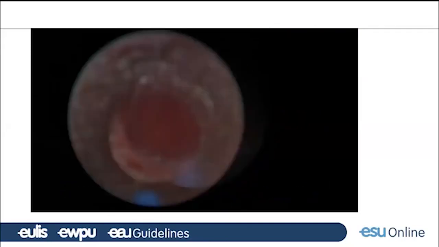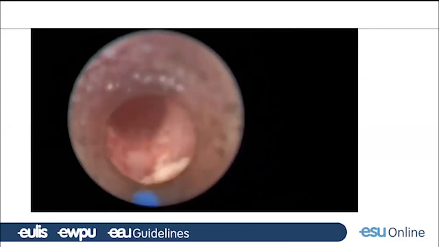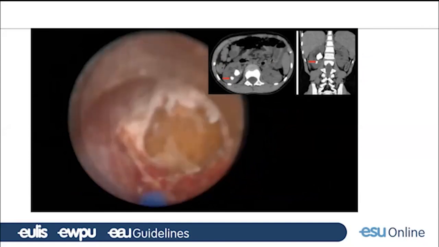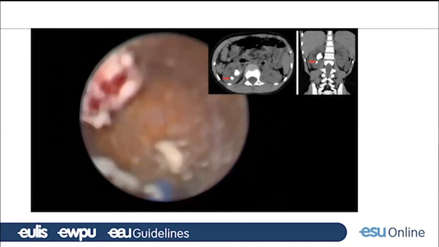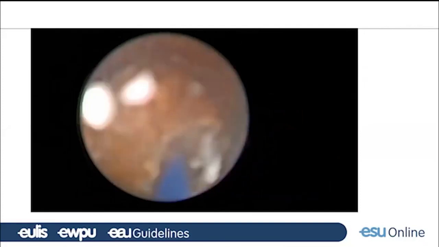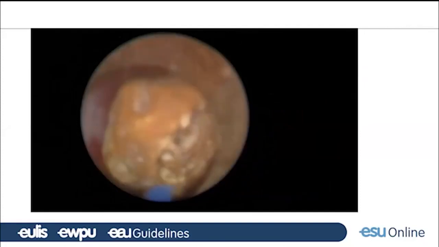And in the procedure, following fragmentation and extraction of the entire stone in the renal pelvis, then we focus on the smaller ones. And again, laser lithotripsy is performed on these stones, and all of the fragments can be taken out of the system very fast and easily.